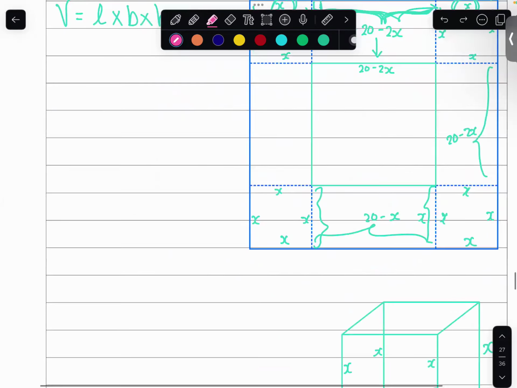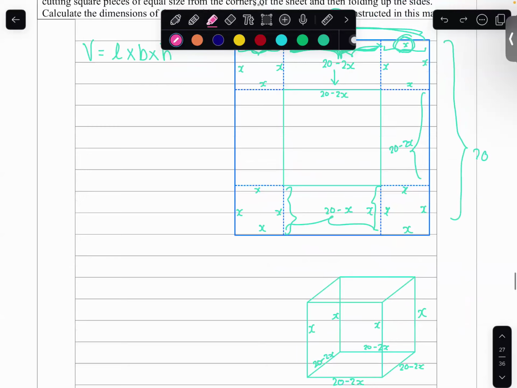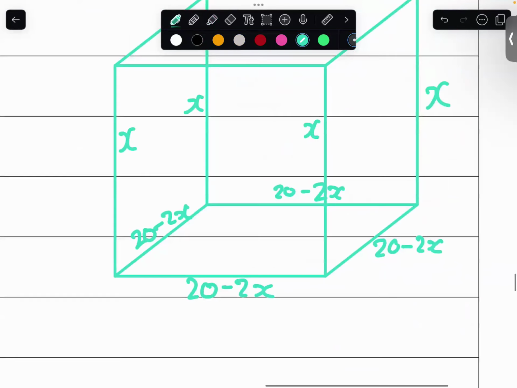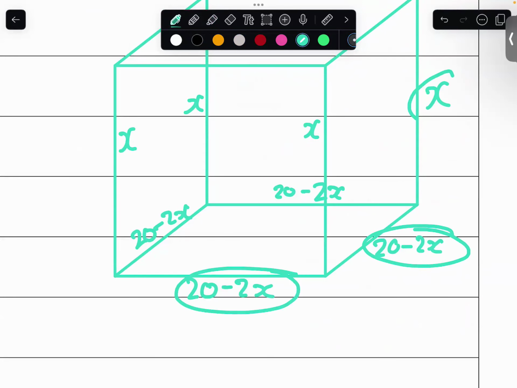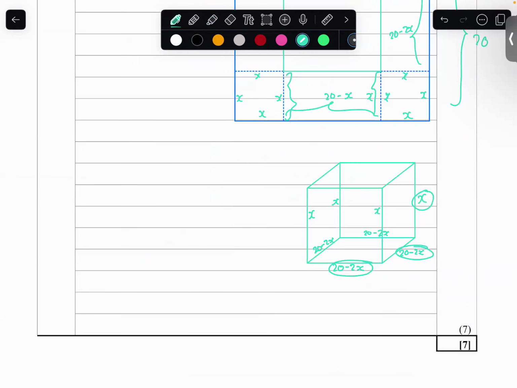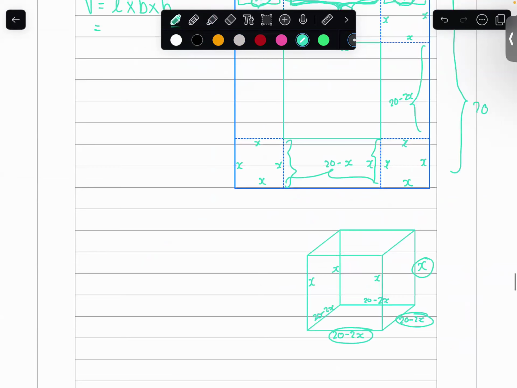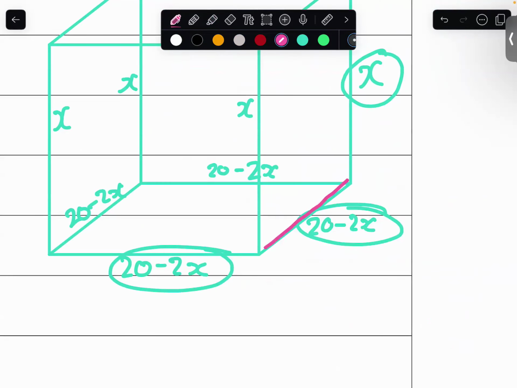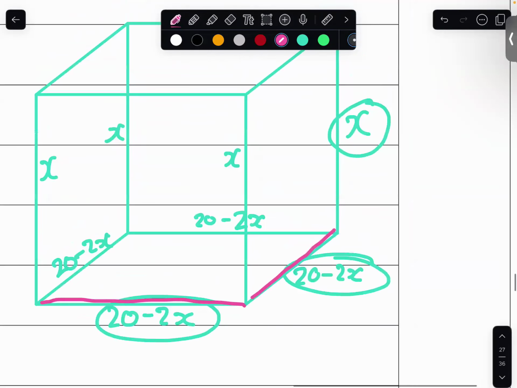Right, okay. So to get length times breadth times height, we're going to go length times breadth of the bottom shape times the height of the prism. So it's x times 20 minus 2x times 20 minus 2x. Hold on, let me just show you that. Length and breadth of the bottom shape times the height of the prism, which is this one. It's always length times breadth times height. Those are the three things when you're forming a rectangular prism.